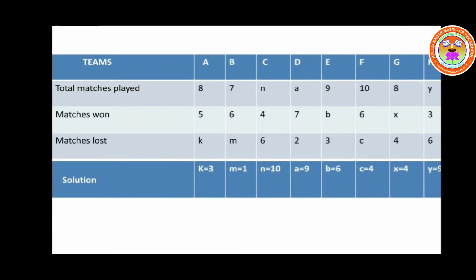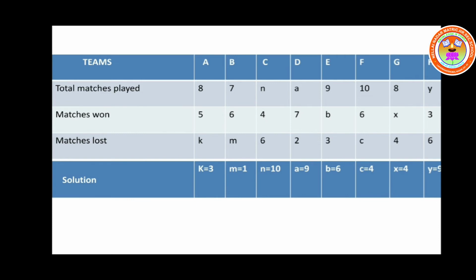Solution, listen here. Team A, the total matches played 8. Matches won 5. So matches lost, we want to find how many matches they lost. So how many matches they played? Team A played 8 matches. How many matches they won? 5. So 8 minus 5. What is the balance now? 3. So they lost 3 matches. So the value of K is now 3.